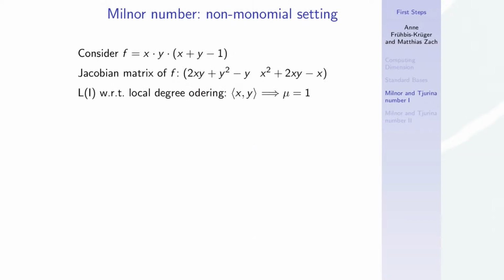Let us look at the other example that we introduced the last time. It's a 2-coordinate axis and a line meeting them in the points 1, 0 and 0, 1.